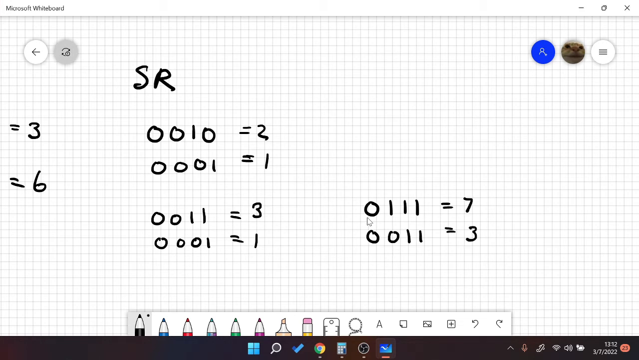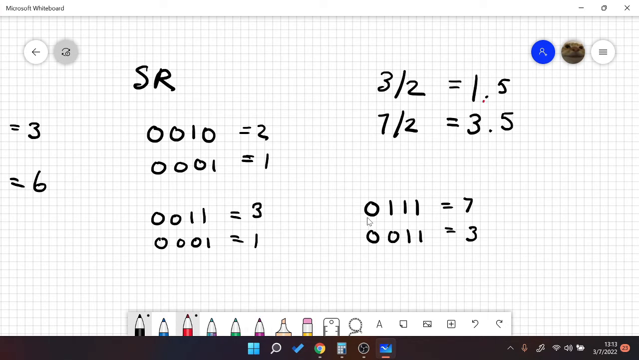In other classes, you may have learned about integer division. So when we do 3 divided by 2, but with integer division, we get 1. And when we do 7 divided by 2, in integer division, we get 3. Basically, if you don't know what integer division is, this number would be 1.5, and this number would be 3.5. But in integer division, we forget about this. We truncate our number, and we are just left with integers. So that's what's going on here when we shift right.